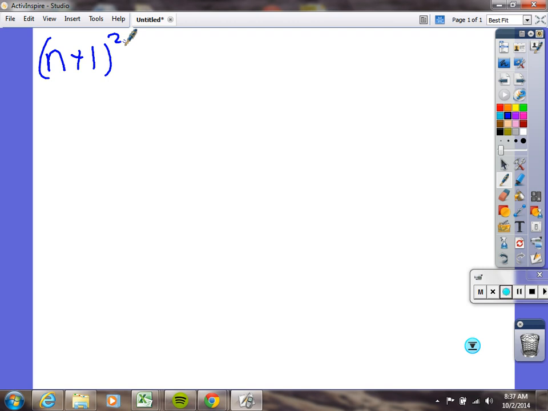Okay, that's what I need to know. N plus 1 times N plus 1. And then what do we do here? We FOIL, correct? Or the distributive process, however you want to do it. Row 1, this is your baby. Go at it.